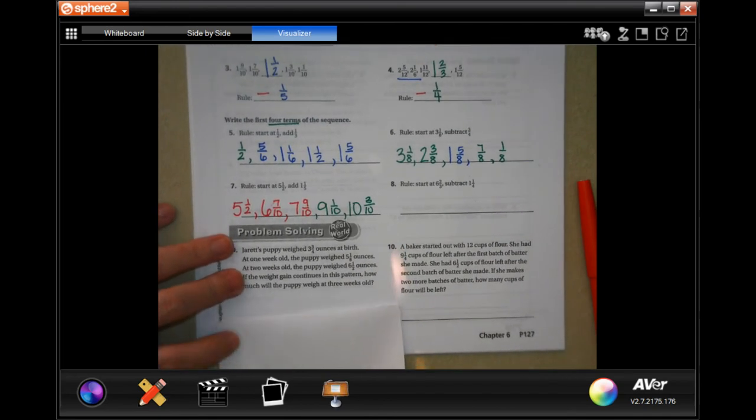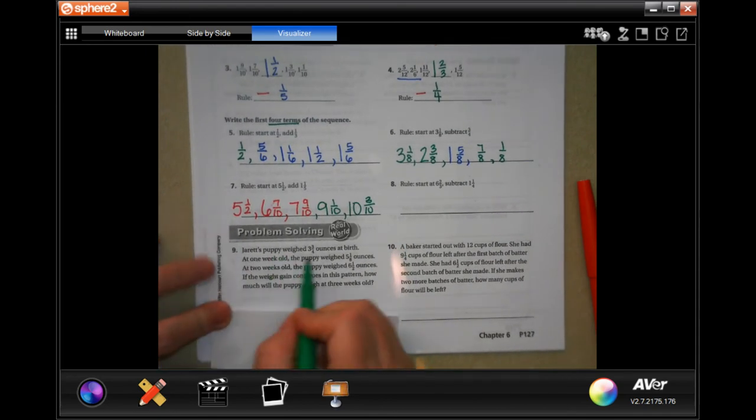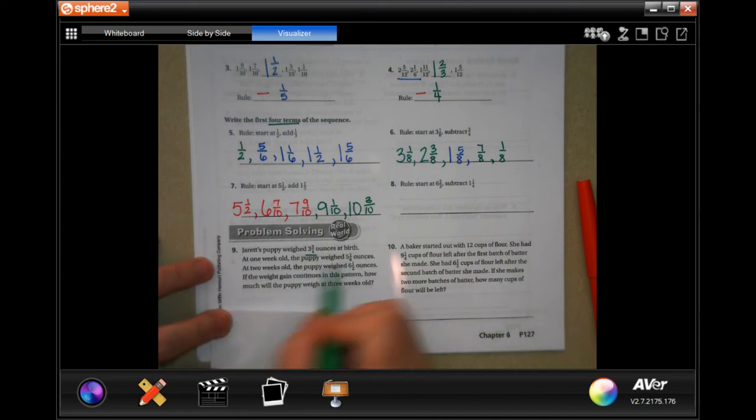Okay, all right, number 9. It says Jarrett's puppy weighed 3 3/4 ounces at birth. At 1 week old, the puppy weighed 5 1/8 ounces. At 2 weeks old, 6 1/2. If the weight gain continues in this pattern, how much will the puppy weigh at 3 weeks old? So we just need to take one of the bigger numbers, subtract the next number down, and then we'll get our answer. Okay? At 3 weeks old.